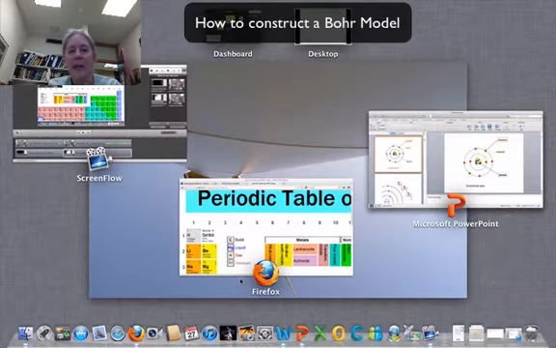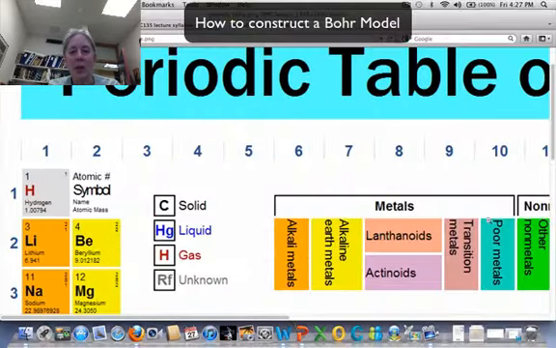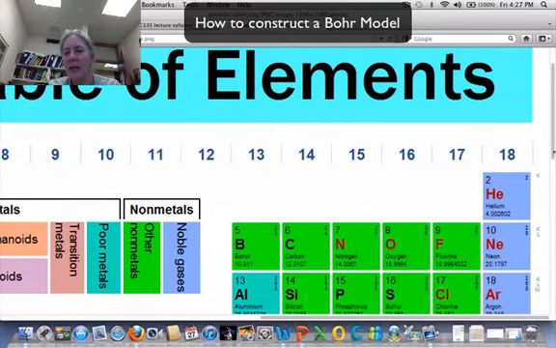Next one we're going to look at is helium. So let's go back to our periodic chart, and we're going to scoot over here to helium, and we're going to see helium has 2 protons, so it must have 2 electrons. It has an atomic mass of 4. So 2 protons and 2 neutrons would make an atomic mass of 4.